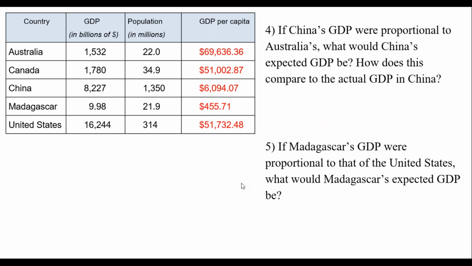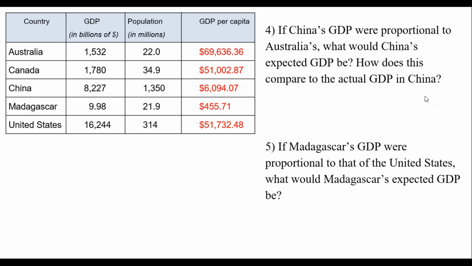Okay. Now take a look. Here's another one of those what if scenarios here. So they're saying if China's GDP were proportional to Australia. So we're saying, what if China was like Australia? So that means we're going to use all of Australia's values. What would be China's expected GDP?